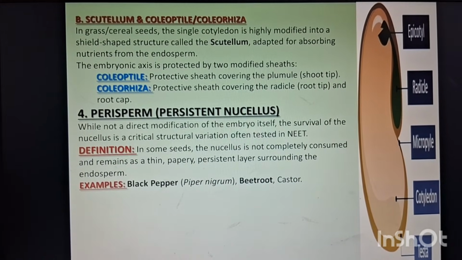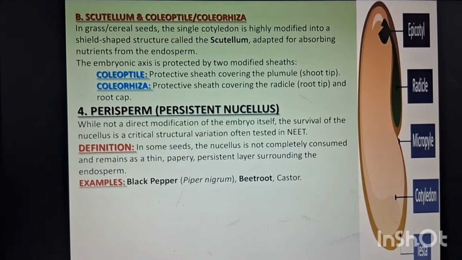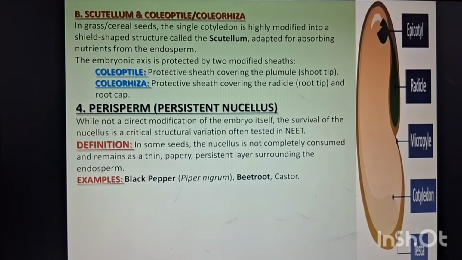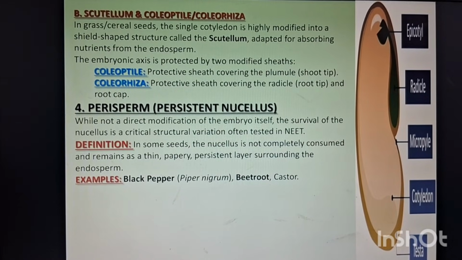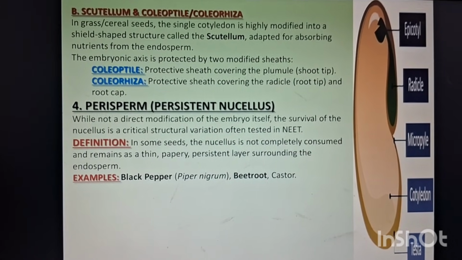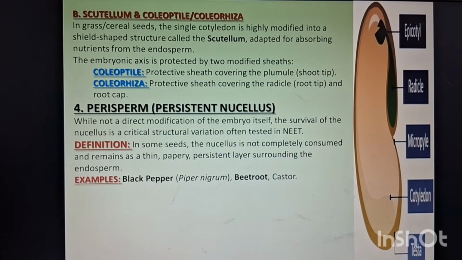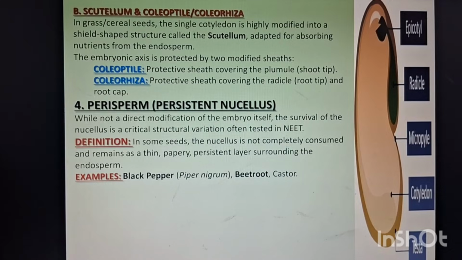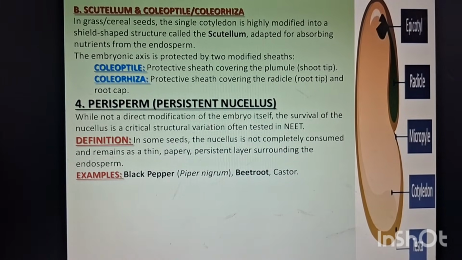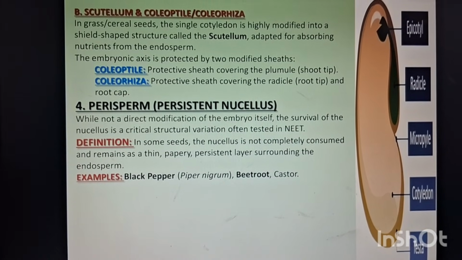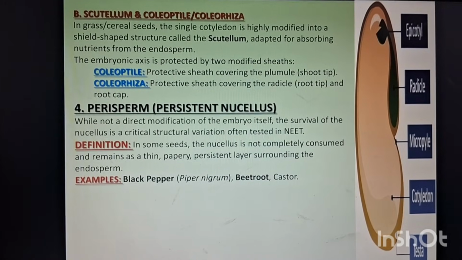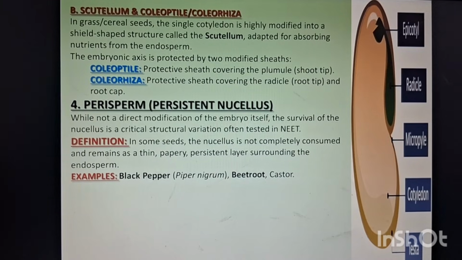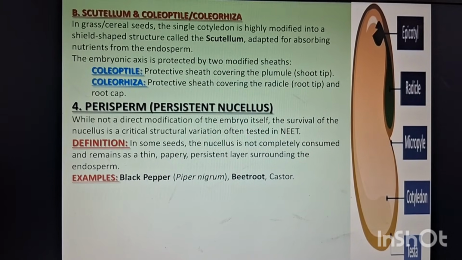Next, scutellum and coleoptile or coleorhiza. In grass or cereal seeds, the single cotyledon is highly modified into a shield-shaped structure called the scutellum, adapted for absorbing nutrients from the endosperm, and the embryonic axis is protected by two modified sheaths. Next, coleoptile, protective sheath covering the plumule, which is called shoot tip, and coleorhiza, protective sheath covering the radicle, which is called root tip and root cap.